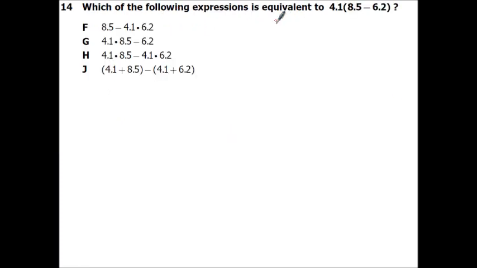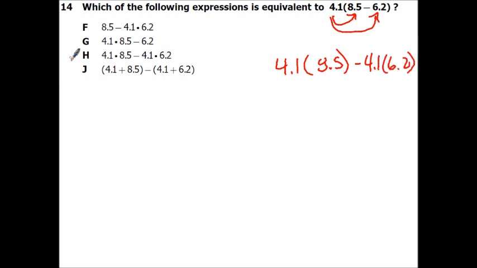Alright, which of the following expressions is equivalent to this? So remember, equivalent means equal. So you got to do this stuff inside the parentheses first if you were to solve this all. But they're just looking for you to tell you what it is. So remember, you could use the distributive property to multiply by both things inside. So that would be 4.1 times 8.5 minus 4.1 times 6.2. So that would be right here.